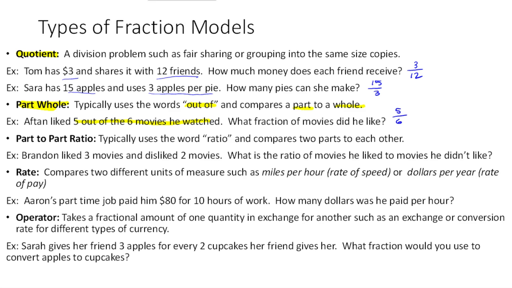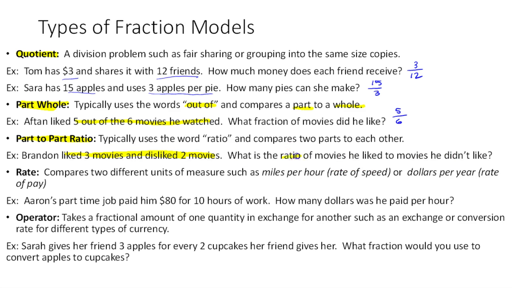Okay. The next type is a part-to-part ratio. Typically, we use the word ratio when we're talking about part-to-part ratios. There are other types of ratios as well, but it typically comes up when we talk about comparing two parts. So it compares two parts to each other. So here's an example similar to the last one. However, we're not comparing a part to a whole, we're comparing a part to another part. So Brandon liked 3 movies and disliked 2 movies. What is the ratio of movies he liked to movies he didn't like?